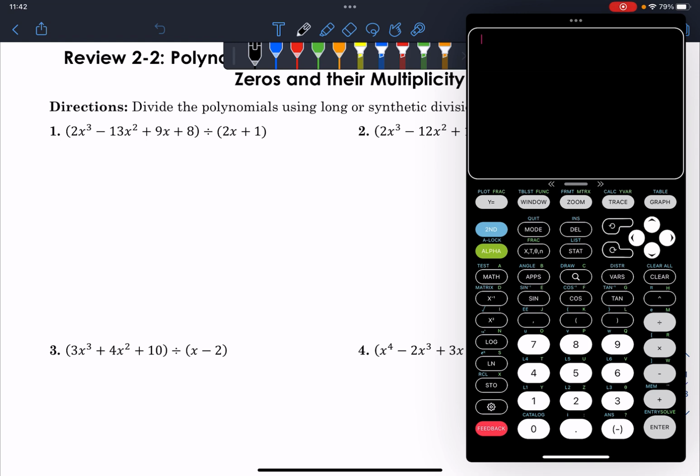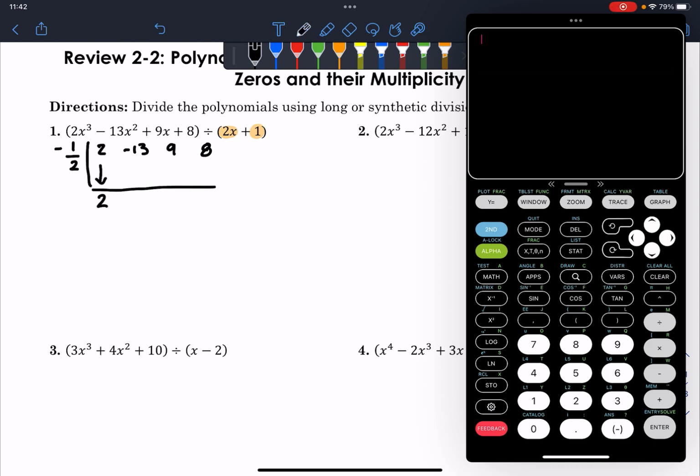So let's go over how to set up synthetic division. We start by first looking at the divisor. Since this divisor is a linear term of 2x plus 1, we're going to write negative 1 over 2. And on the inside, we're going to write the coefficients of 2, negative 13x to the second power, 9x, and the constant 8. Since no power term is missing, less than 3, there's no need to write a 0.